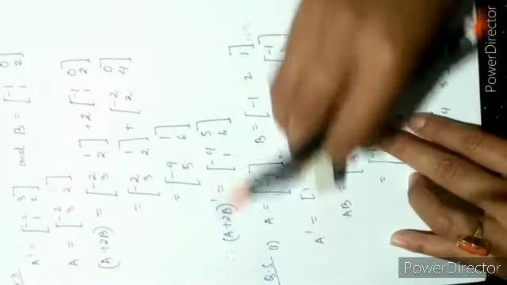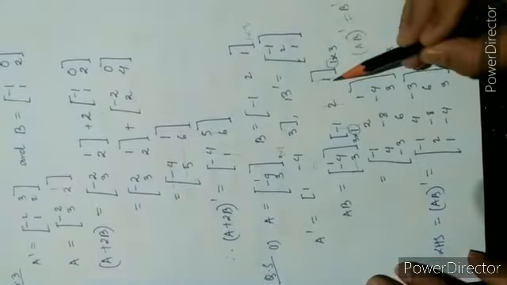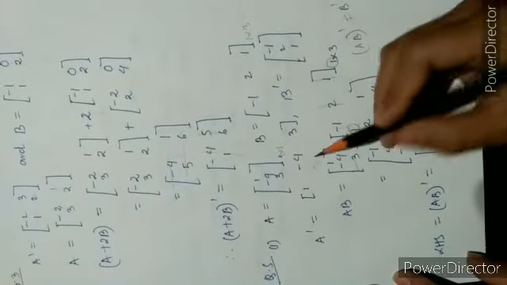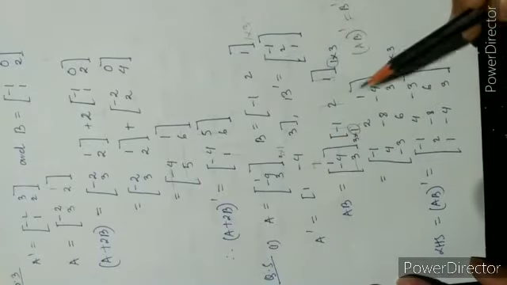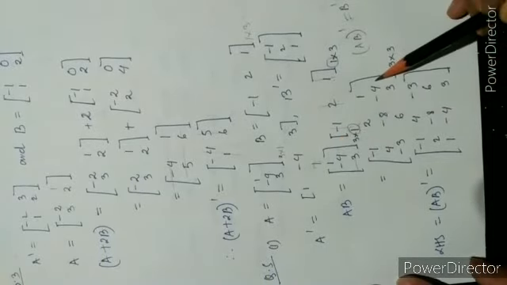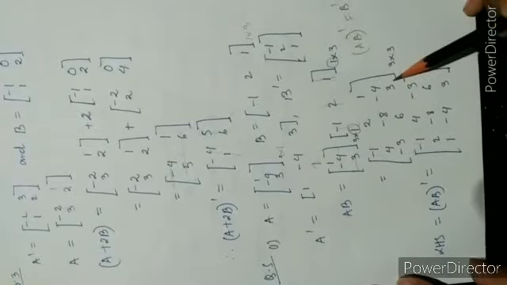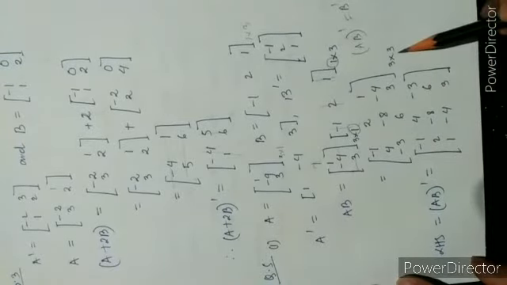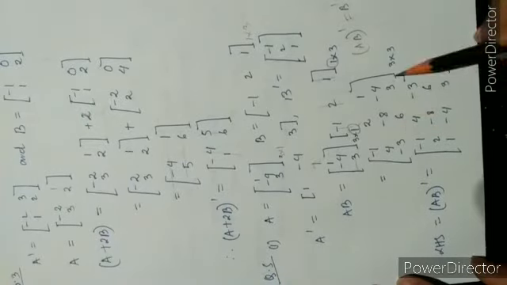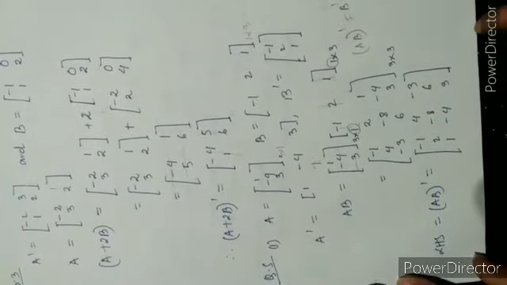Last column multiply to running. Then last column, plus 1, and multiply to row: 1 into 1 is equal to plus 1, 1 into minus 4 is equal to minus 4, 1 into 3 is equal to 3. So the product of A and B is a square matrix of order 3. There are 3 rows and there are 3 columns.